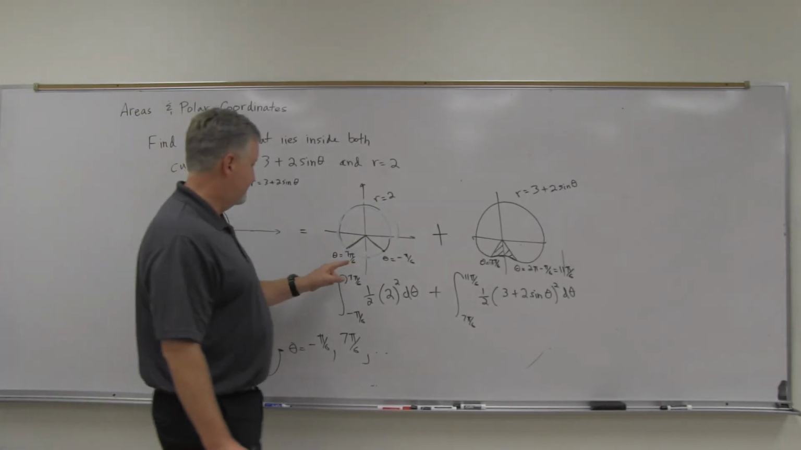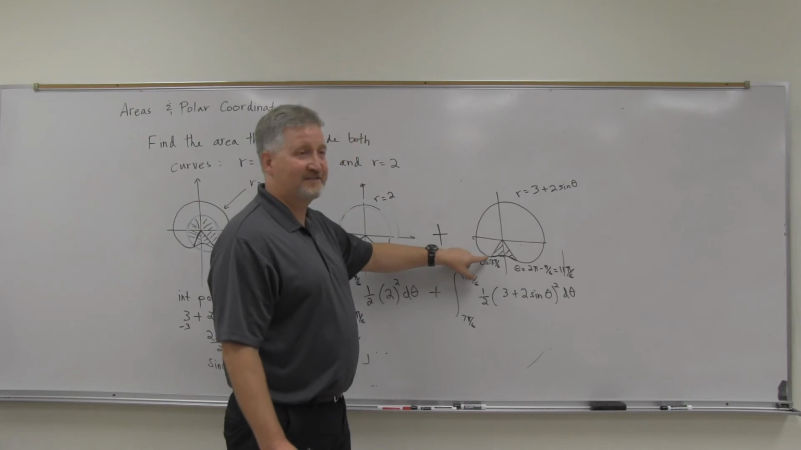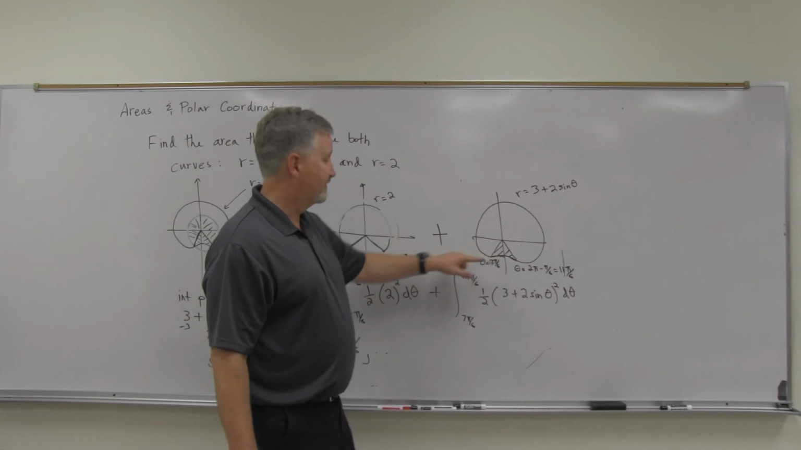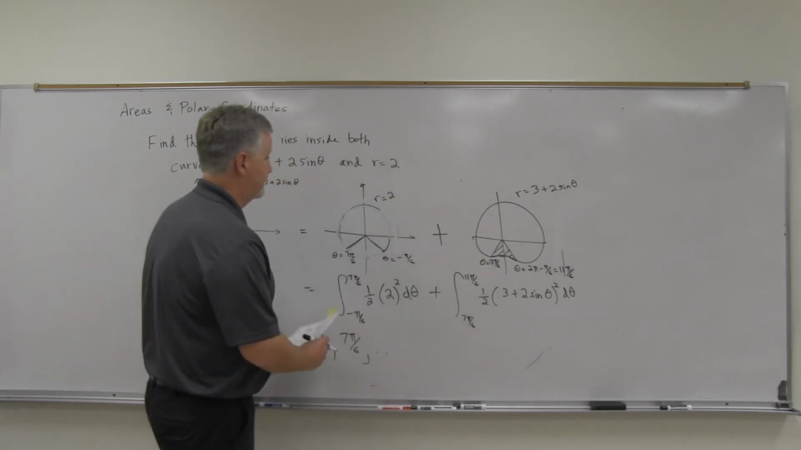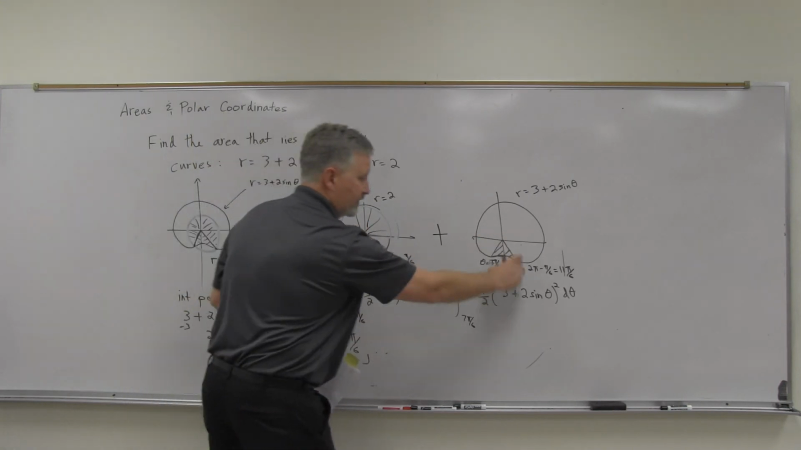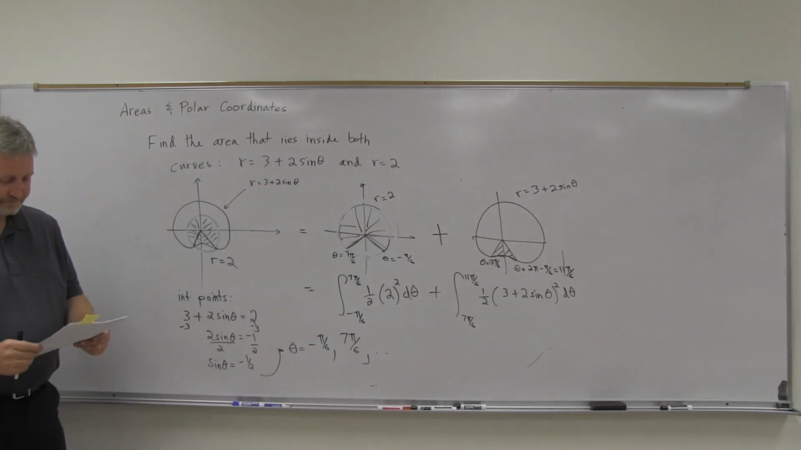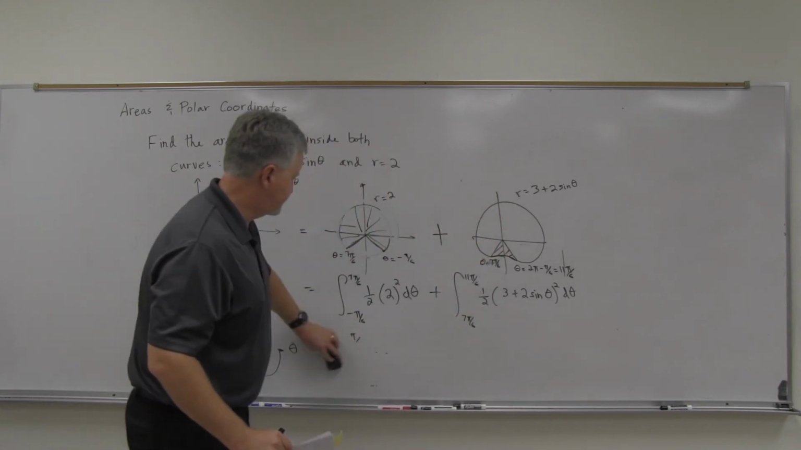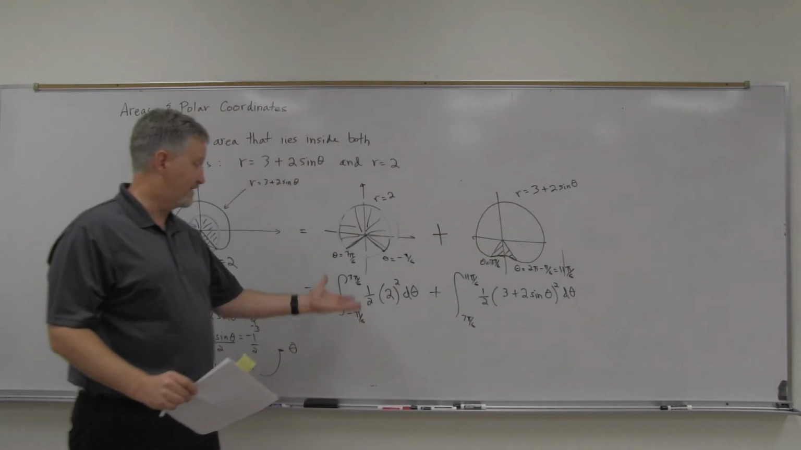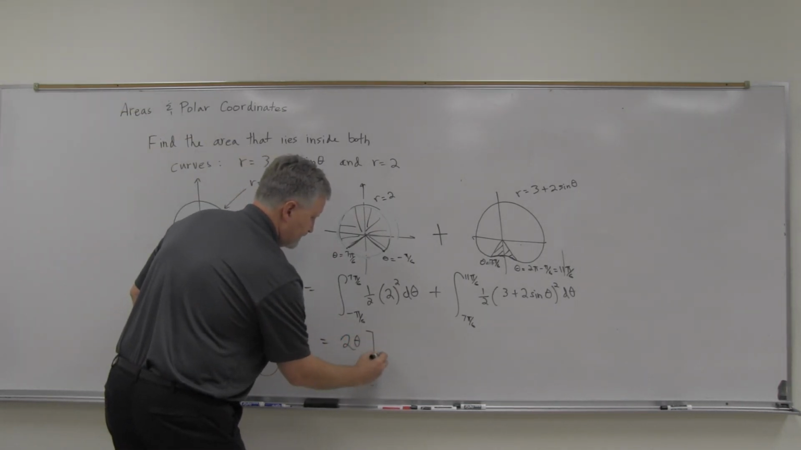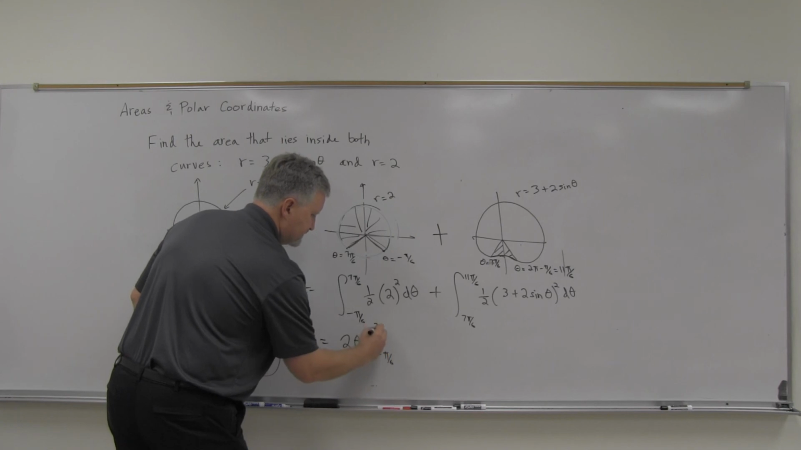If we did from -π/6 to 7π/6 on this one, we'd be sweeping out that whole deal, which would give us way too much area. We only want this little piece right here. This one, we want that whole area, but on this one, we only want that. So this is a pretty easy integral here because it's just 2 d theta, so it's 2 theta, and just plug in those limits. That one's fairly easy.